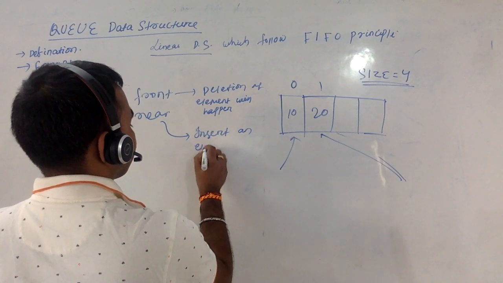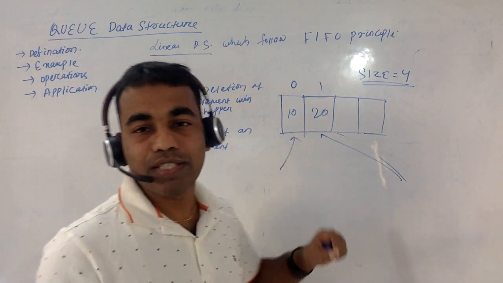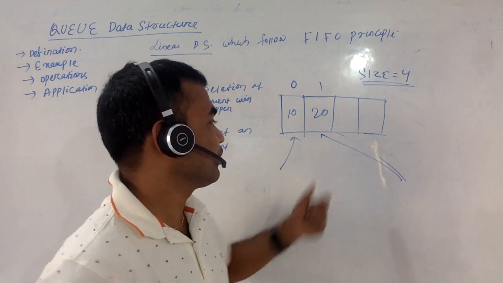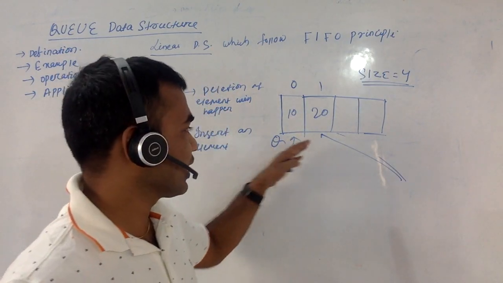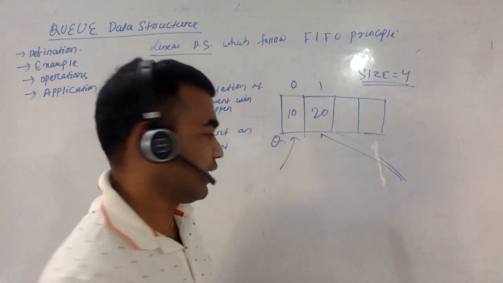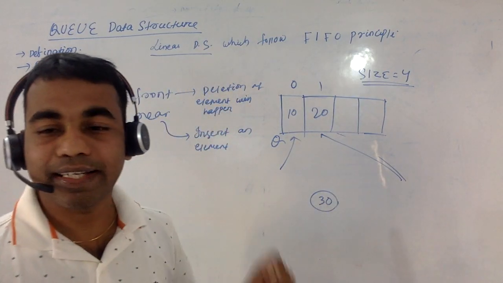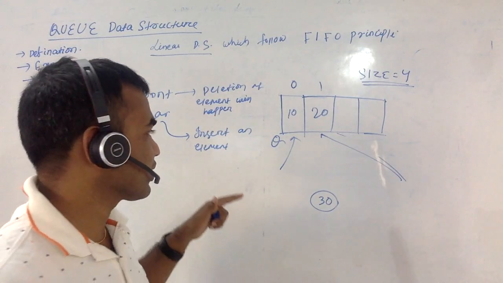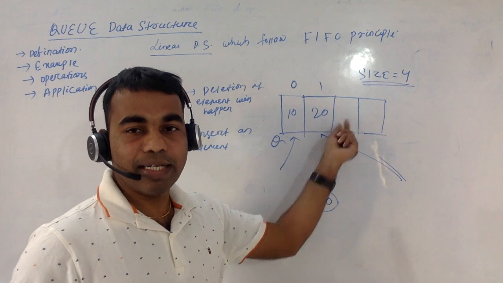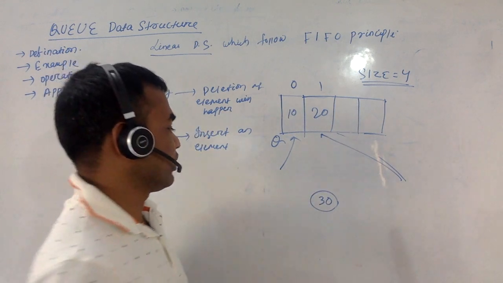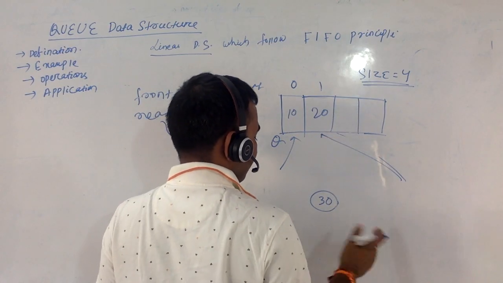Okay, suppose I ask you one question. Suppose you want to insert 30 into this particular queue. This is the queue, right? Where exactly will it be inserted? Like we discussed, there are two ends. Obviously the insertion will happen at the last, because it is a queue. The person who is coming last needs to stand at the last. That is the same principle.